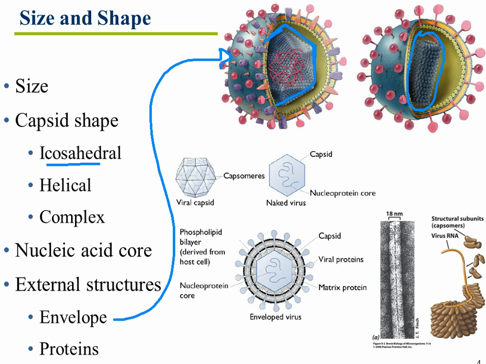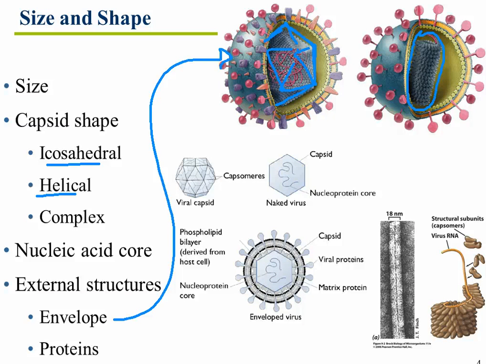Icosahedral is this shape on the left, and it's called icosahedral because it's made of triangular faces that make up the structure. Helical is this structure over here. It looks kind of like a slinky, one of those spiral slinkies that's compressed. Complex shapes, I'll show you in just a second, they fit neither of those.